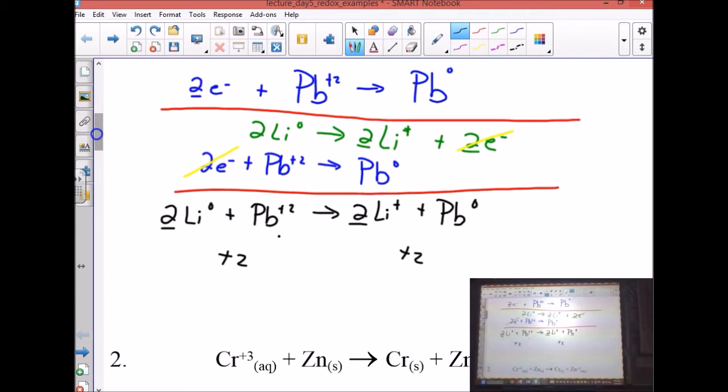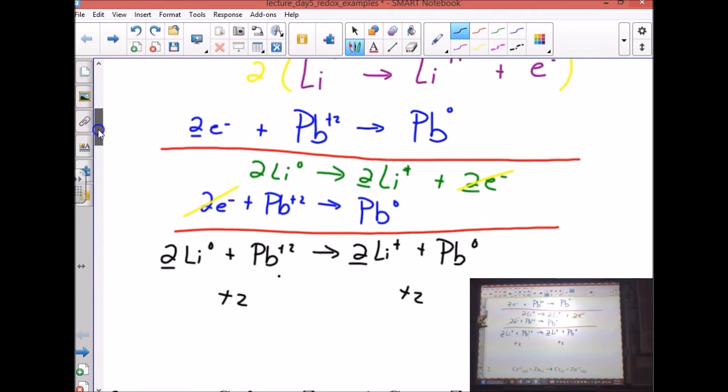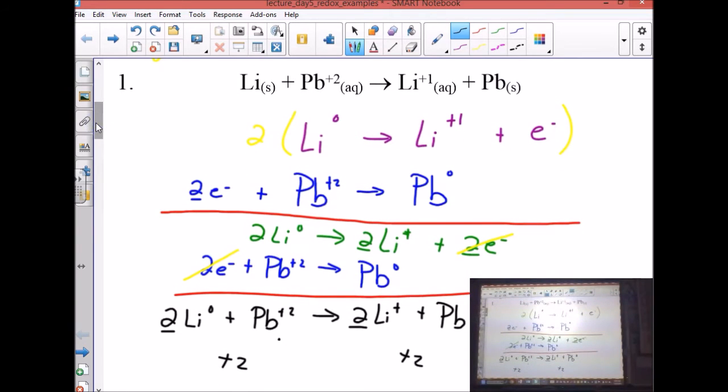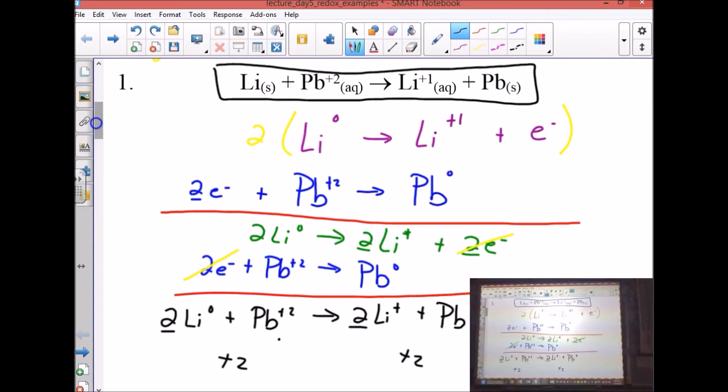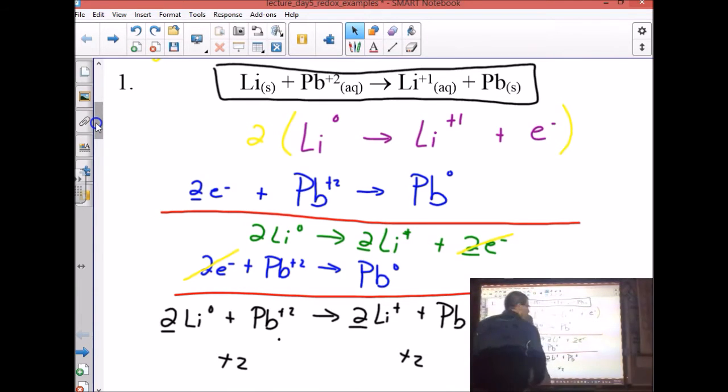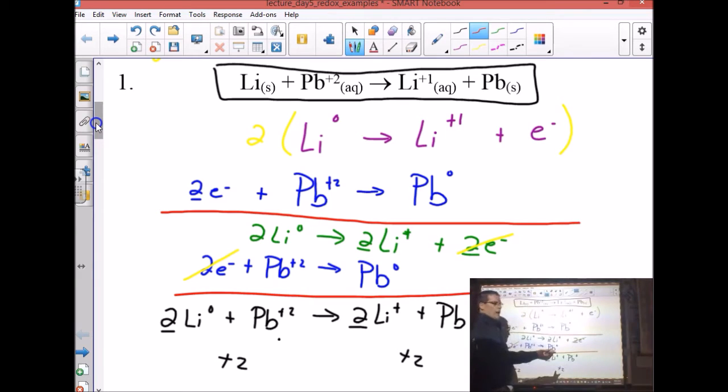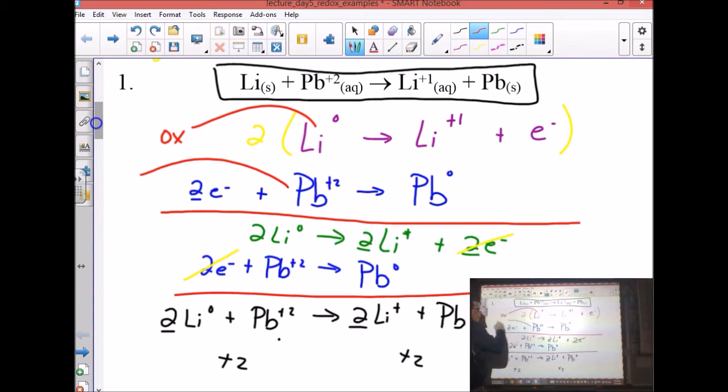Okay. So what I would ask here would be a good test question for Friday. You would be given this right here. That's what you'd be given. And I might ask, who is the oxidizing agent? And it would be wise of you to actually go through the process and then identify. So first of all, who is oxidized in this reaction? Lithium, this right here, is oxidized. And who's reduced? The lead plus 2.